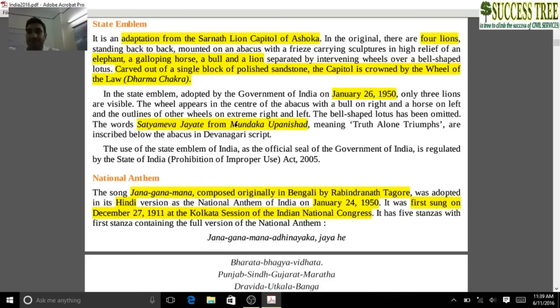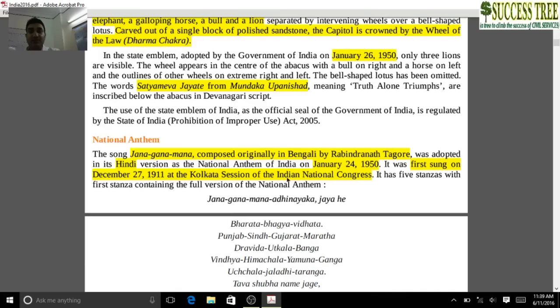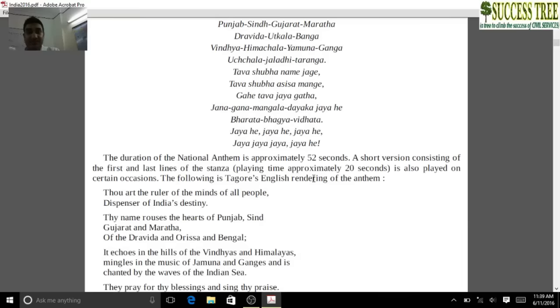Okay. Now another important thing, first sung in 1911 Kolkata session of Indian National Congress. So it is again important. It was first sung when? In Kolkata session of INC. When? 1911 session.